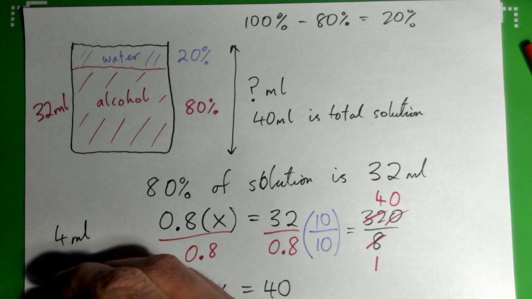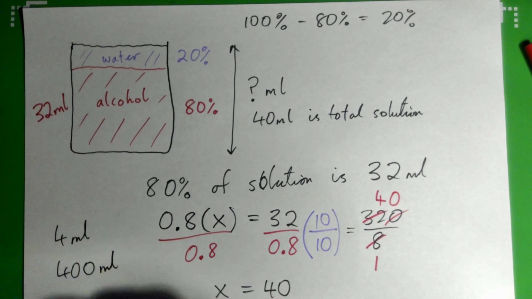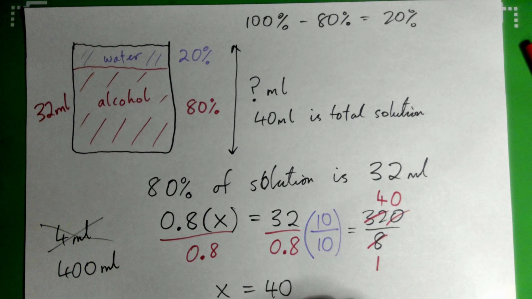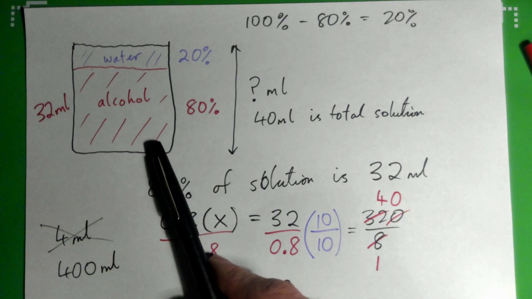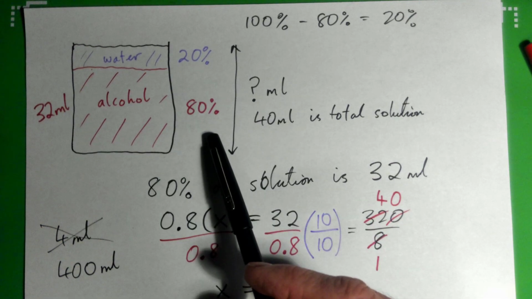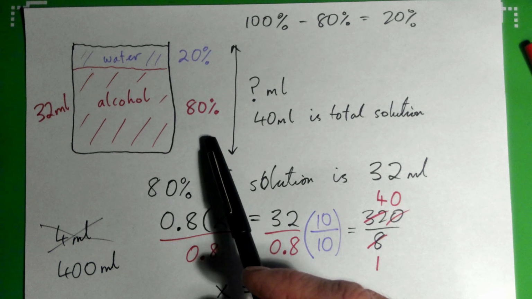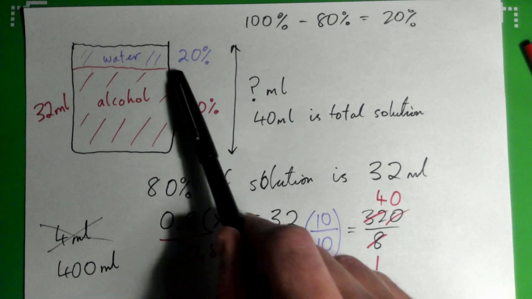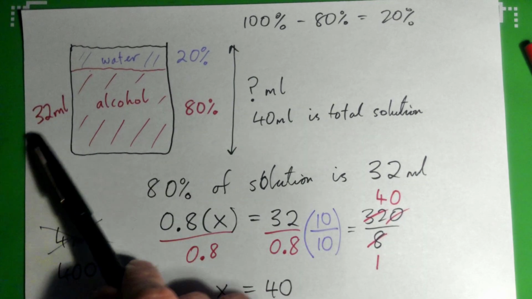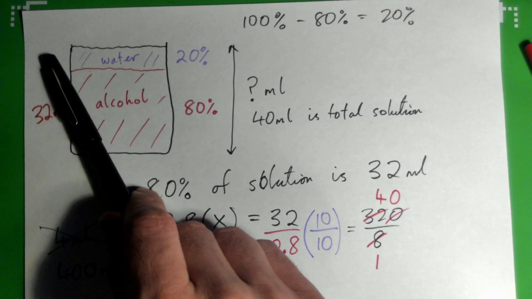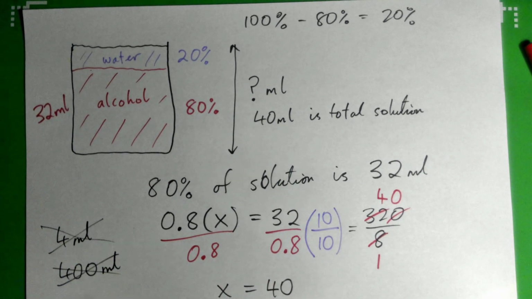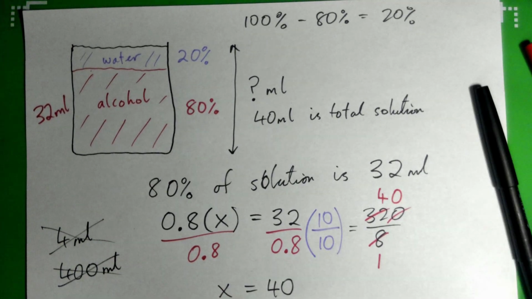What if the answer you got was 400 milliliters? Would that seem correct? No. Why? I mean, it would be more than 32, but it would still be too much. Right, exactly. It seems like far too much, doesn't it? Because most of it is alcohol, and that's already 32 milliliters. So we just need a little bit more to get the total amount. So 40 seems right. 400 is way too much, right? How much water is there?